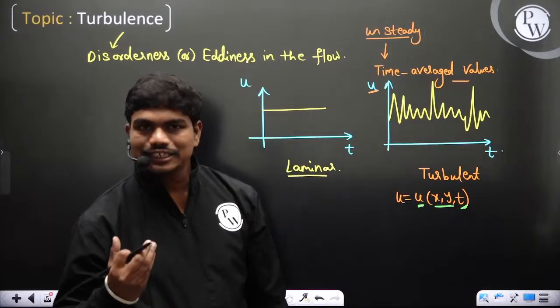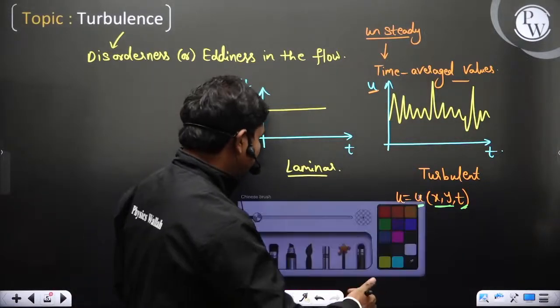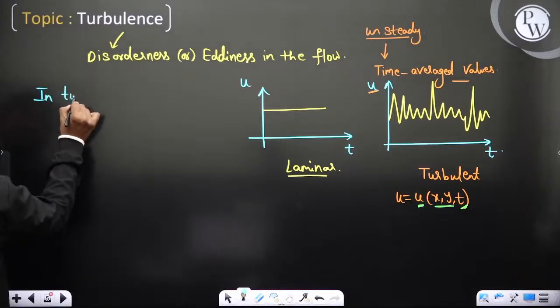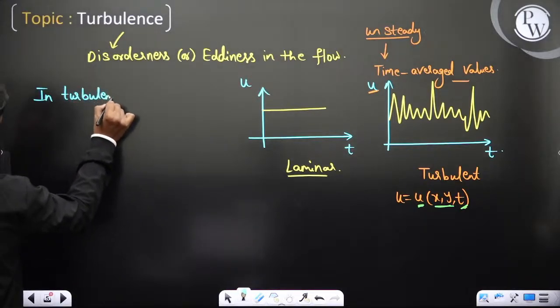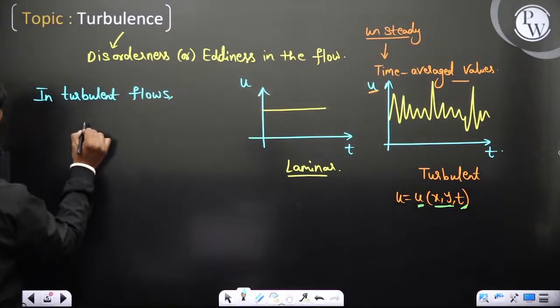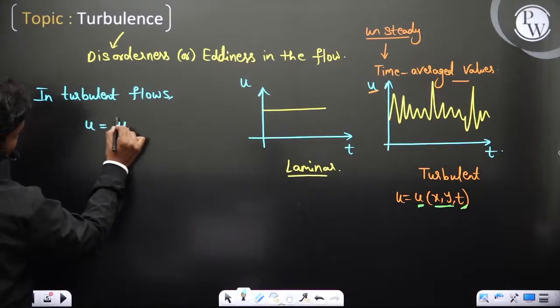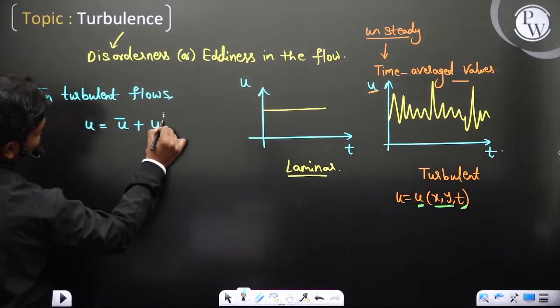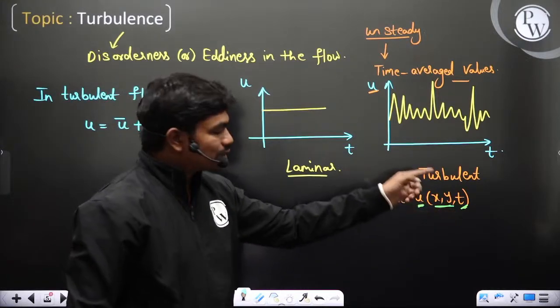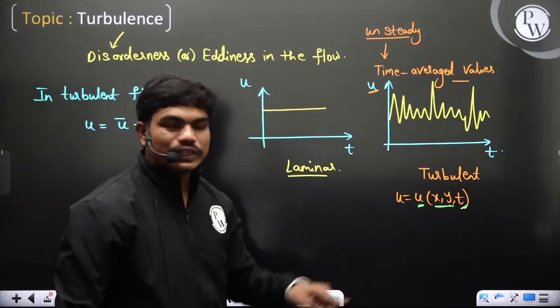Now to analyze turbulent flows, what we physically do is, since you can observe u is not fixed, u is taken as some mean velocity plus u dash at any given time. Normally this is a function of time, correct? So we split this u into two parts.